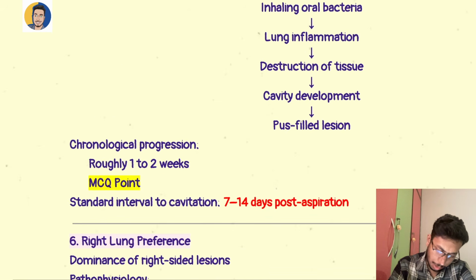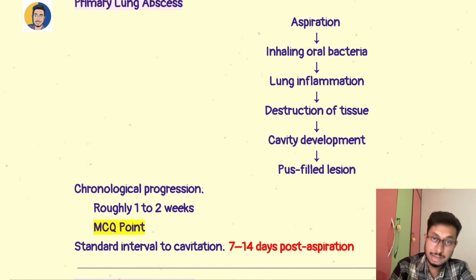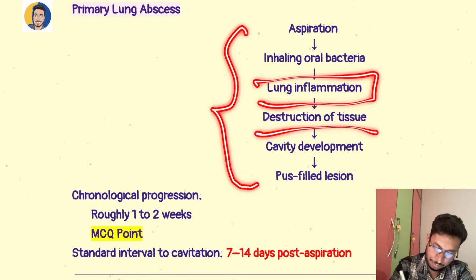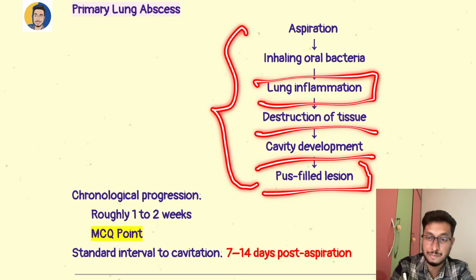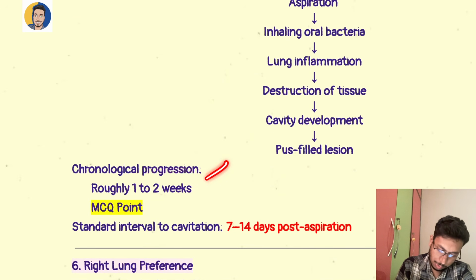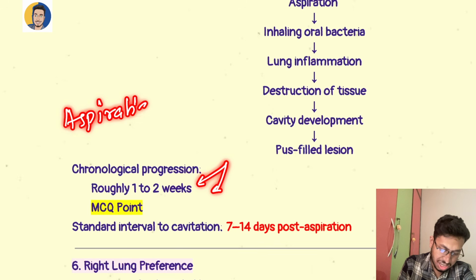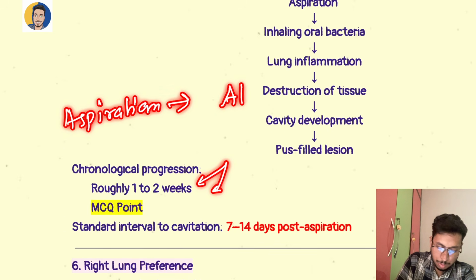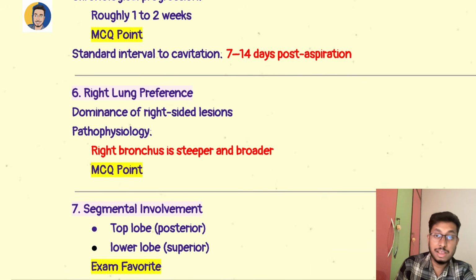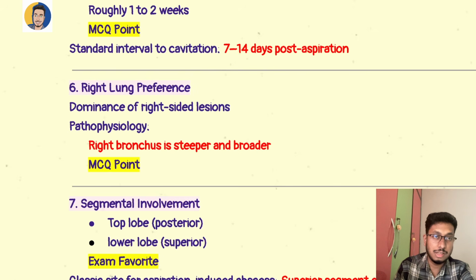Now, I'm not coming into this part. Most importantly, when there is aspiration, the inhaled oral bacteria lead to lung inflammation, destruction of tissue, cavity development, and pus-filled cavity formation. Roughly, this period takes around 1 to 2 weeks. So this is one important MCQ point: from aspiration to pneumonia development to abscess formation usually takes 2 weeks. Okay. Now, which is the most common site for abscess formation? This is one of the important MCQ questions that you need to know.